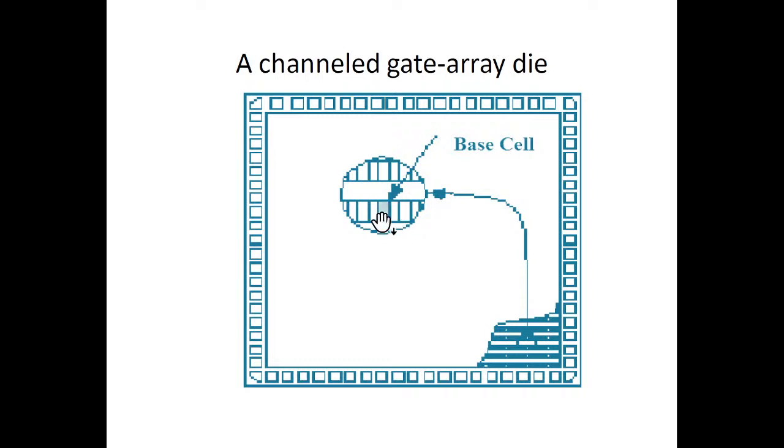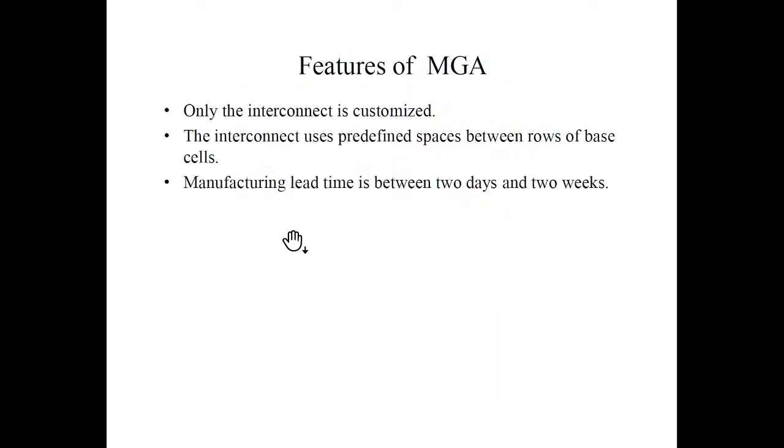Here the dark part is known as the base cell. One base cell is implemented by using a combination of an n-type transistor and a p-type transistor. When we connect various n-type and p-type transistors next to each other, we form a row. This type of row is known as an array. So various arrays are formed in this type of integrated circuit, and between two different arrays there is a space. This space is nothing but a channel, so that's why this type of array is known as channeled array.